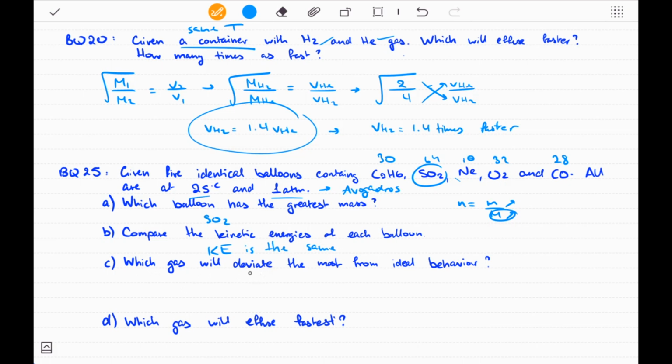Part C, which gas will deviate the most from ideal behavior? Now, if you've watched the ideal behavior video, we know that ideal behavior occurs best when the temperature is high, when the pressure is low, and when the gas is light. Now, all of these balloons are the same temperature and the same pressure, so we can't use these. We could use this. We can obviously see here that our lightest gas is Ne, but they don't want which one goes with ideal behavior. They want deviation. So instead, we're going to look at our heaviest gas, SO2. SO2 is heaviest, which means it will deviate the most.